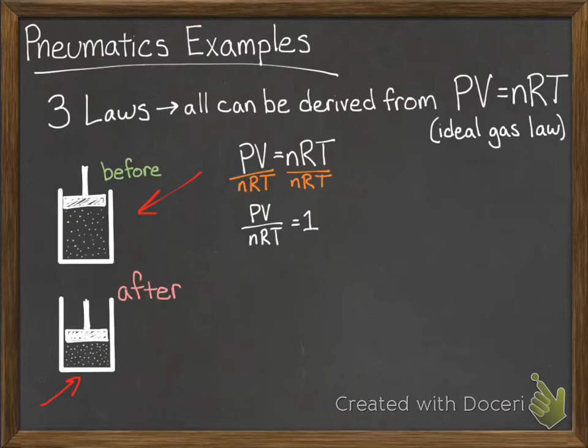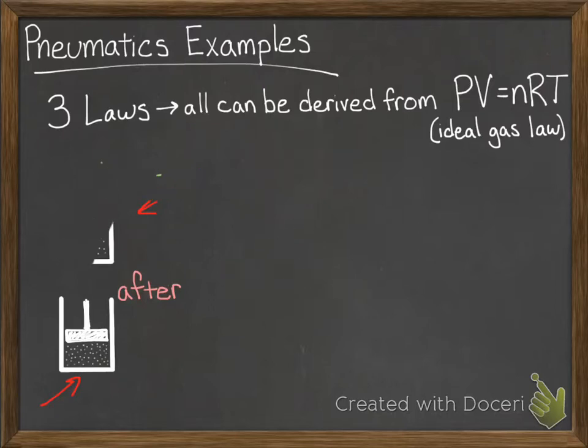So we can use this to say that PV over nRT at one point is going to be equal to PV over nRT at another point. This is key right here. This is what we're going to use to derive those three laws I was talking about. So let's take a look at those three.